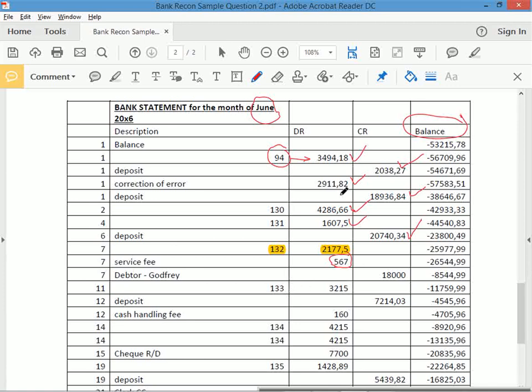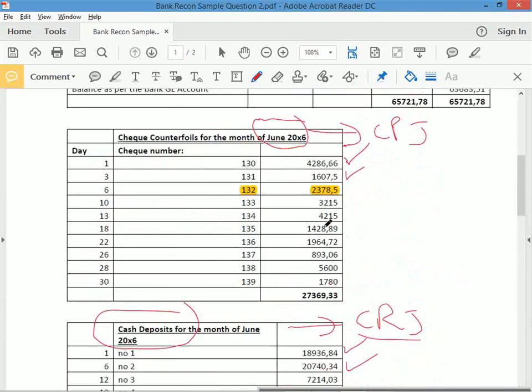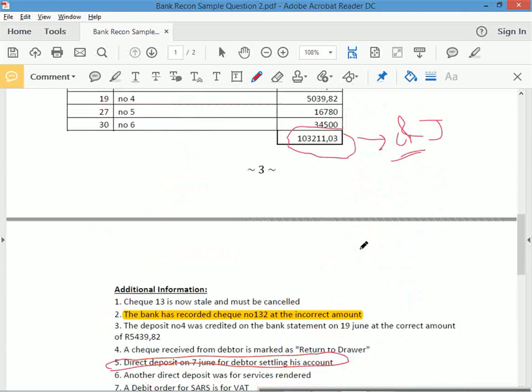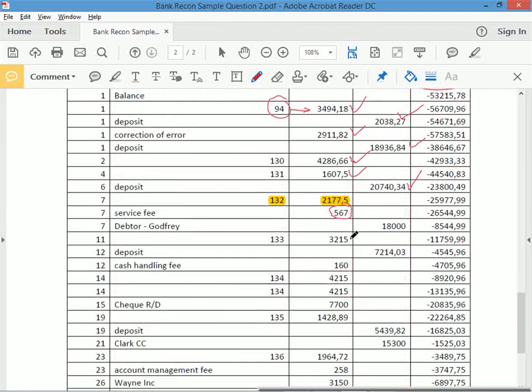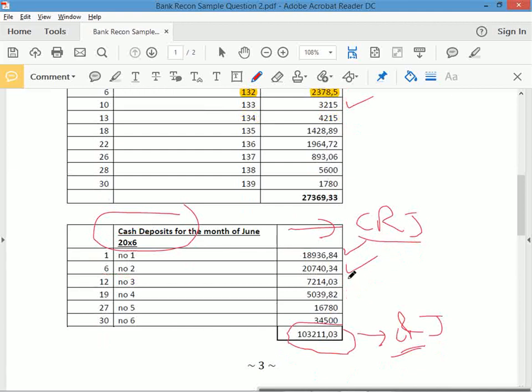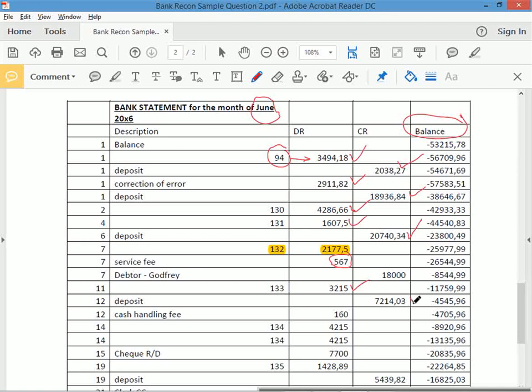Next, 133. This is a check because it's a debit, so it's probably a payment. Where would I want to confirm this? In my cash payments or here in my check counterfoils? Do I see it there? 133? Yes, there's 133. 3,215. I can tick that. Same amount. Happy with it. On the 12th, you've got a deposit. 721403. Let's check. Is it here? 721403. Yes, it is. Tick.